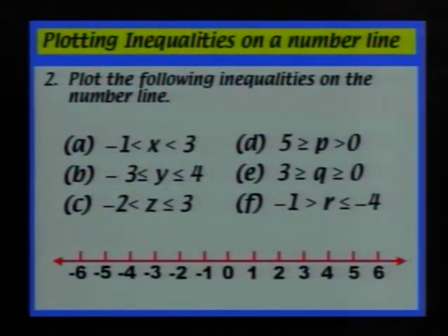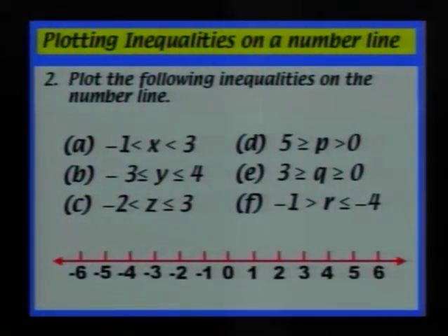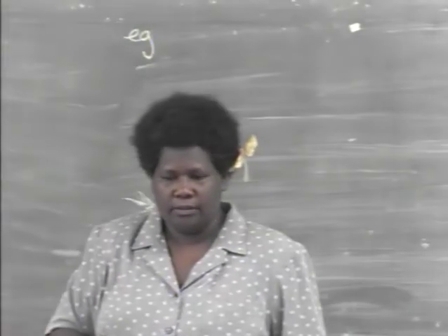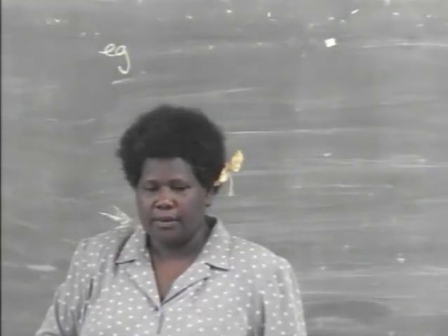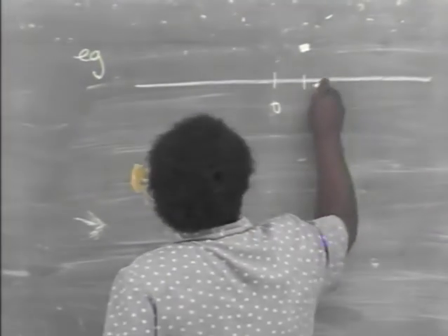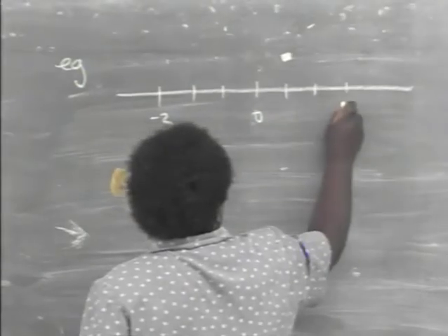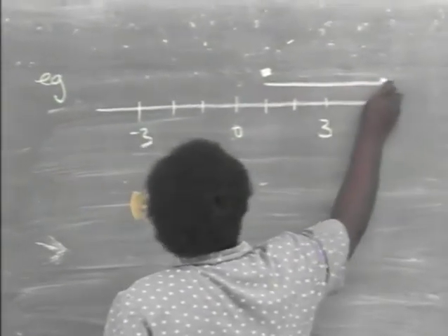All right, next. Question two, plot the following inequalities on the number line. Before we go on to that question, I'd like to correct a mistake I made in the previous lesson. Have a look at the example that we looked at in the previous lesson, the last one. It's in your exercise book. The last example where I drew on the number line. And this was minus 3 and 3. And then I drew something like this.